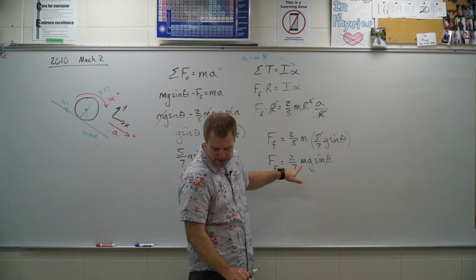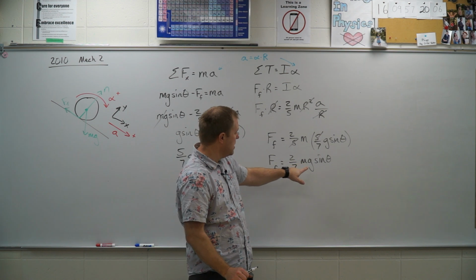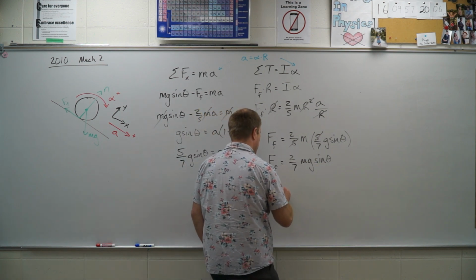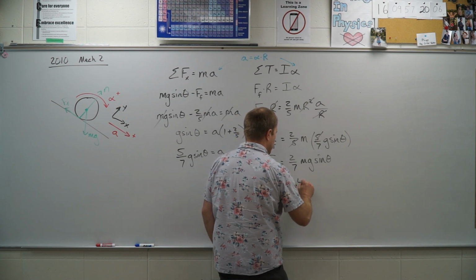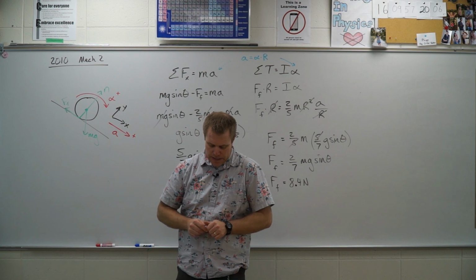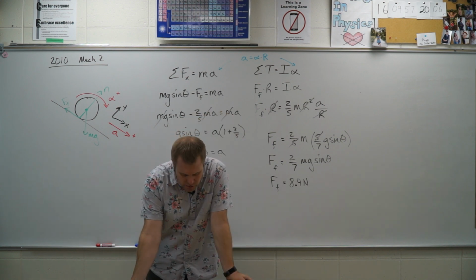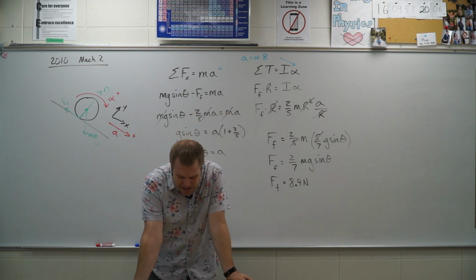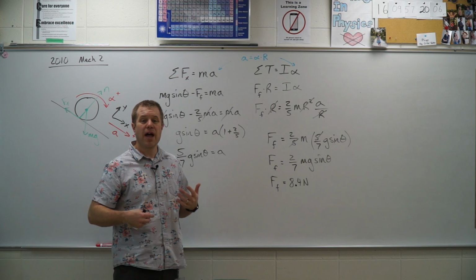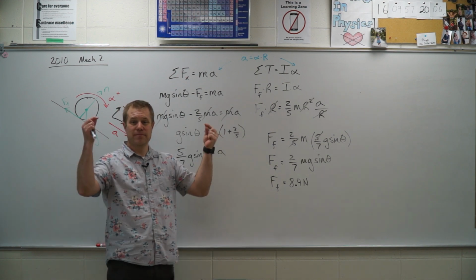So they told me the mass was 6 kilograms, they told me the angle was 30 degrees, and if I plug those in, I get a force of friction of 8.4 newtons. Okay, so that is part B. Part C wants me to calculate the linear speed of the center of the mass of the ball when it reaches the bottom edge of the roof. All right, well, let's go ahead and set that up, shall we?